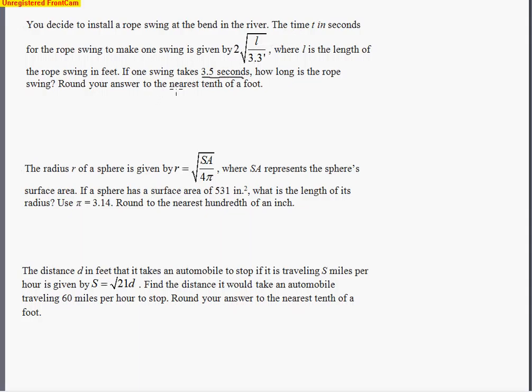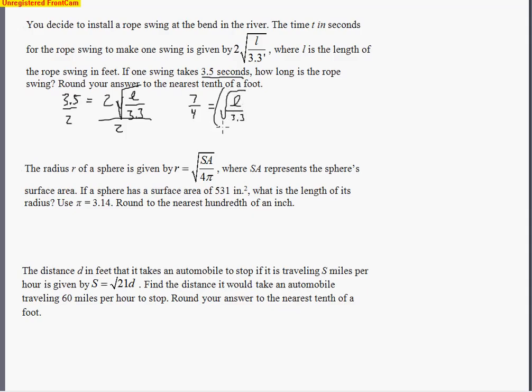So what I'm going to end up doing is set the 3.5 seconds equal to 2 times the square root of L over 3.3. This radical sign goes all the way down there. And from that point, I'm going to divide by 2 on both sides. So when I take half of 3.5, that's going to leave me with 7/4. And 7/4 equals the square root of L over 3.3.